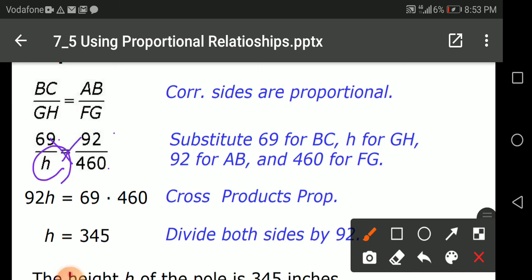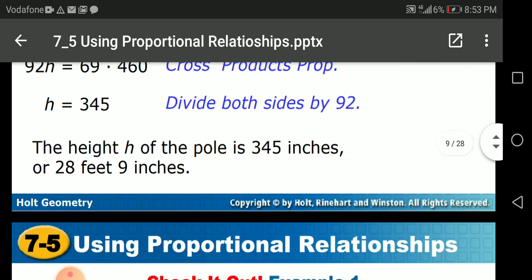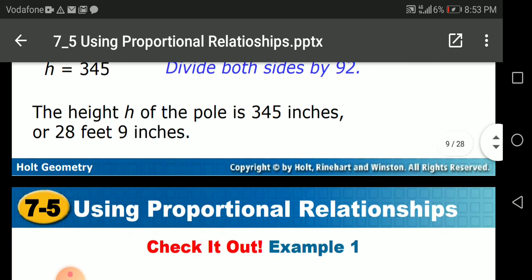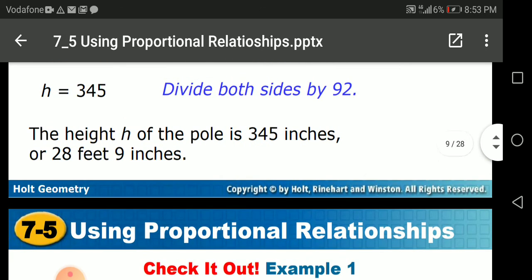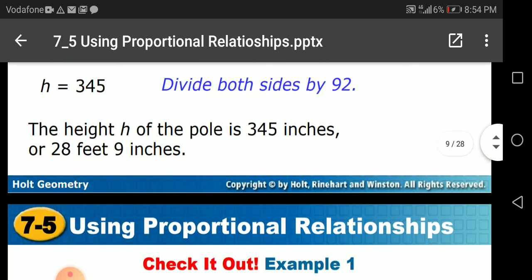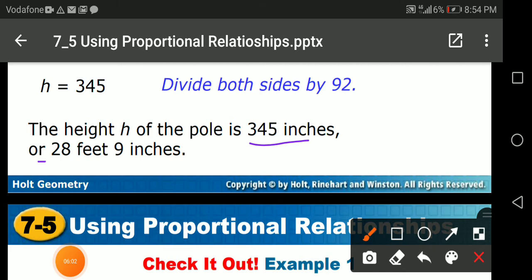Cross multiplication, as you know: 92h equals 69 multiplied by 460. Then divided by the coefficient gives you 345. Then the height will be 345 inches. If I want to convert it into feet and inches, I will divide it by 12 and take the remainder as inches.